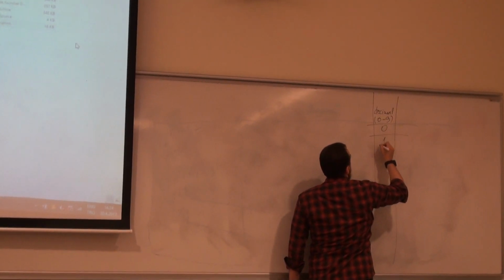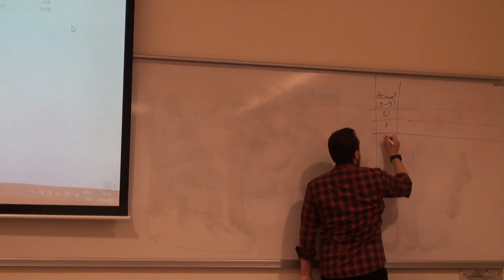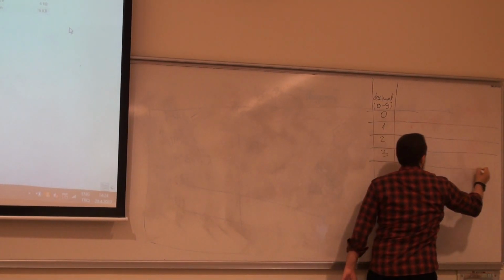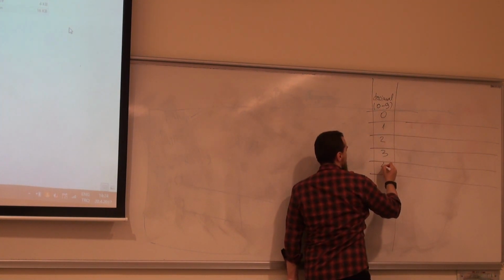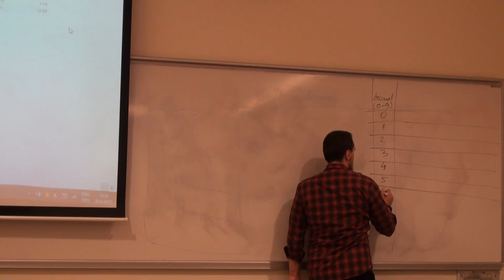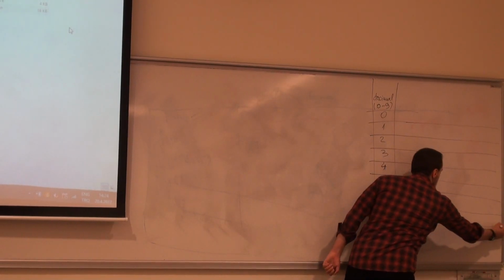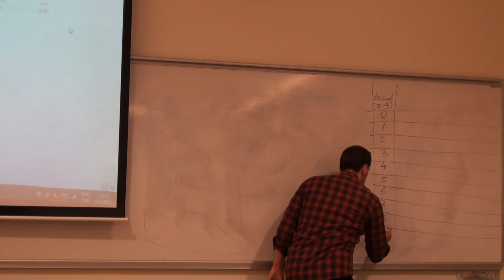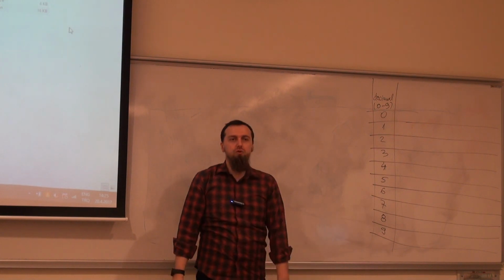So 0, 1, 2, 3, 4, so I can count, as you can see. 5, 6, 7, 8, 9. Now I'm finished. I've used all of my 10 digits.